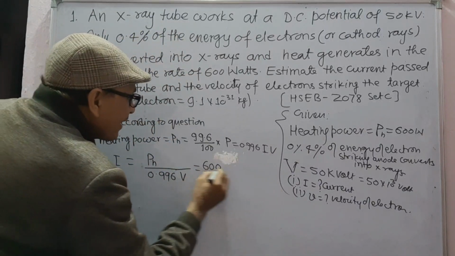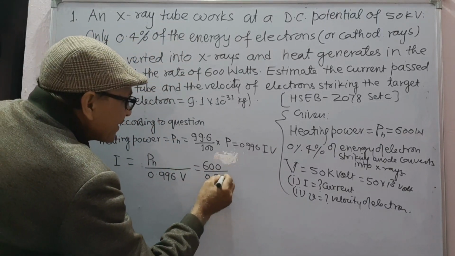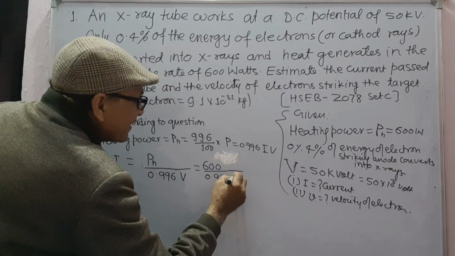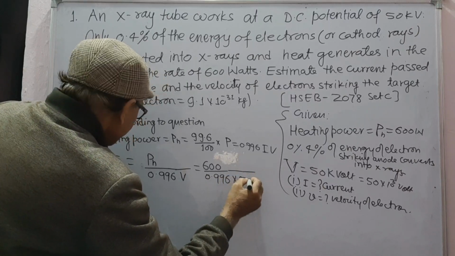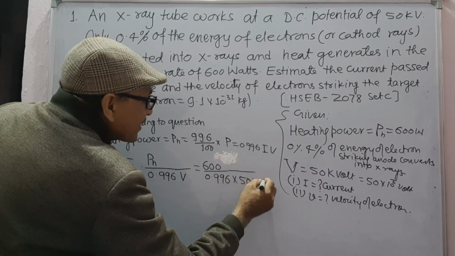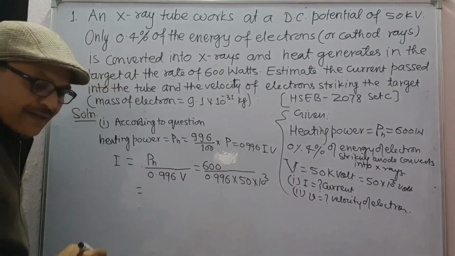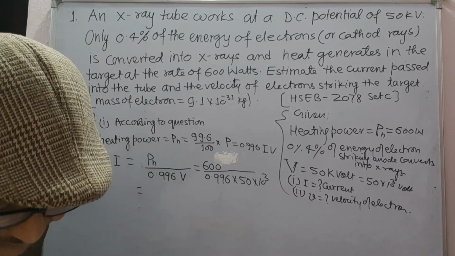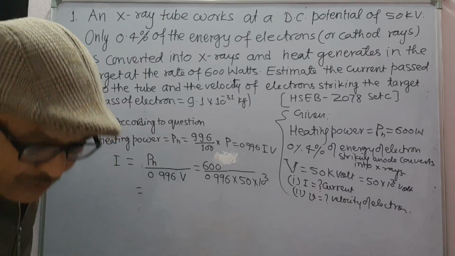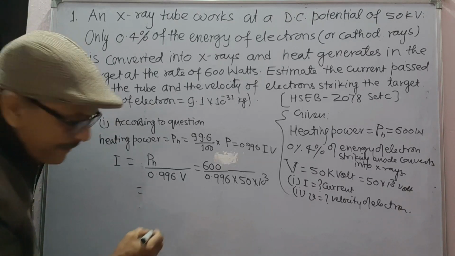P_H is 600 watt, and upon 0.996 into V, which is 50 kilovolt. On simplifying we get the current as 0.012 ampere.